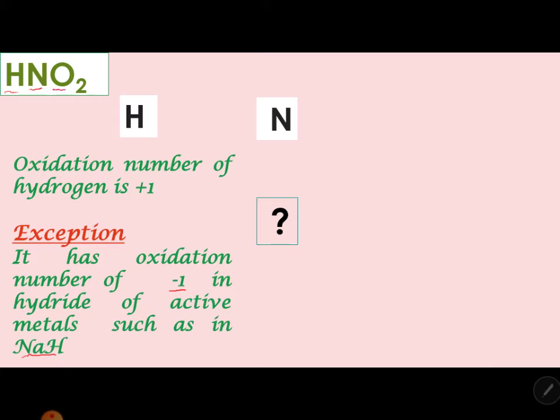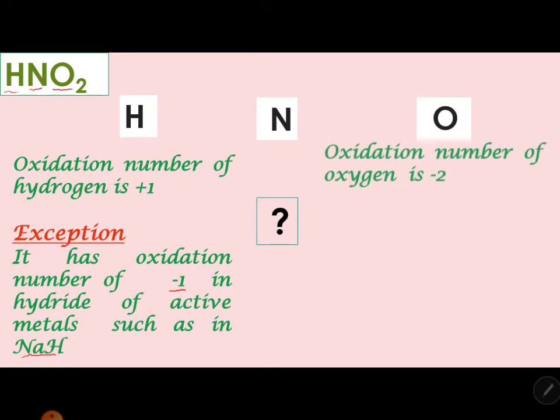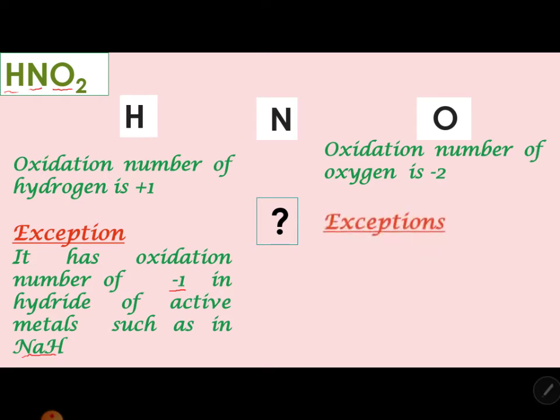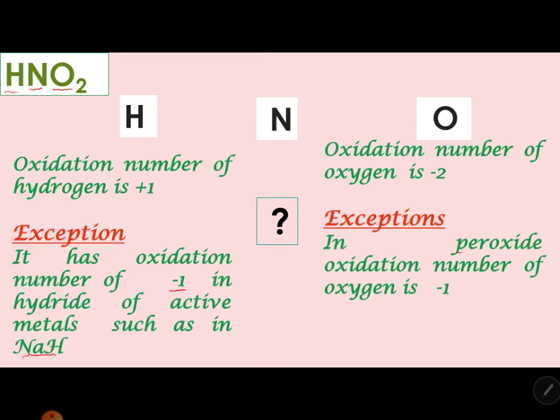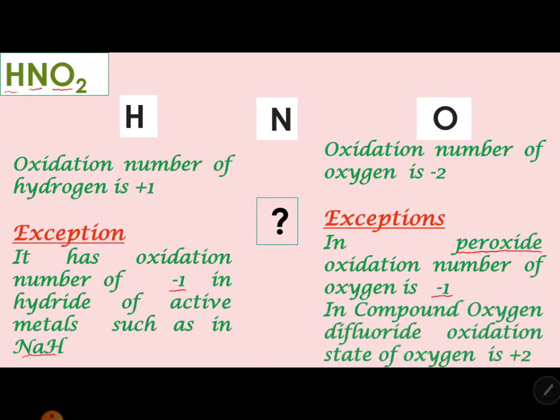Third element is oxygen. Oxidation number of oxygen in this compound and in most of the compound is -2. But there are some exceptions for the oxidation number of oxygen. Here I will mention only two. First exception is peroxides. In all peroxides, the oxidation number of oxygen is -1. Another exception is the compound oxygen difluoride. In this compound, oxidation state of oxygen is +2. Now let's calculate the oxidation number of nitrogen.